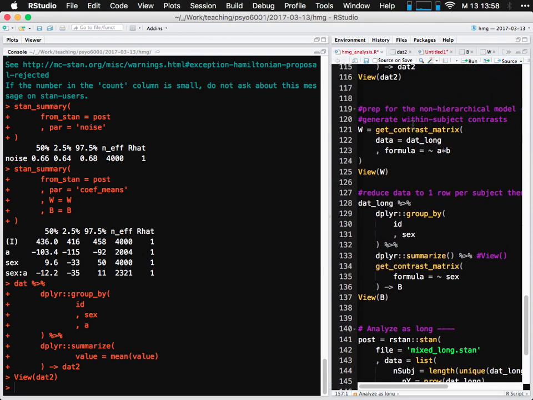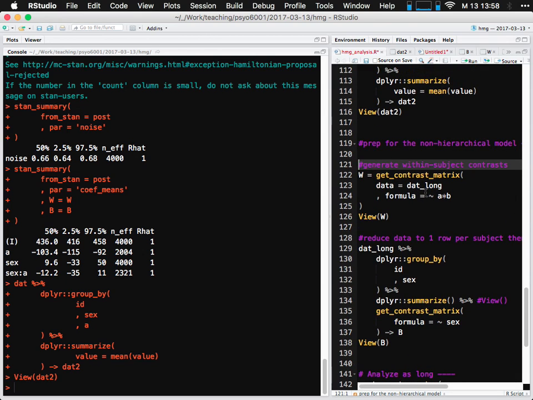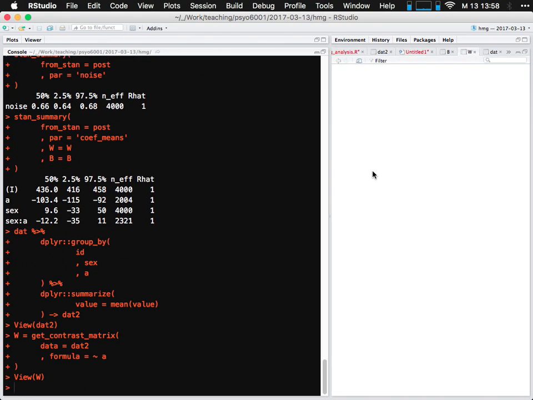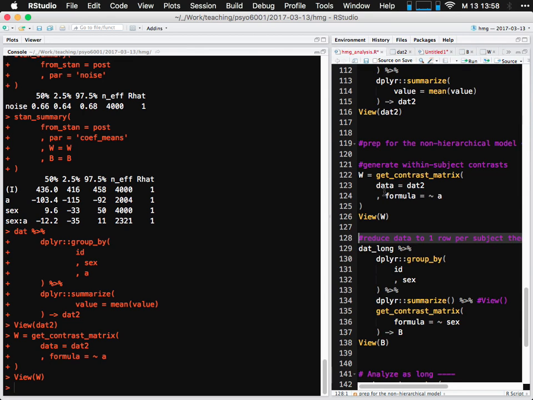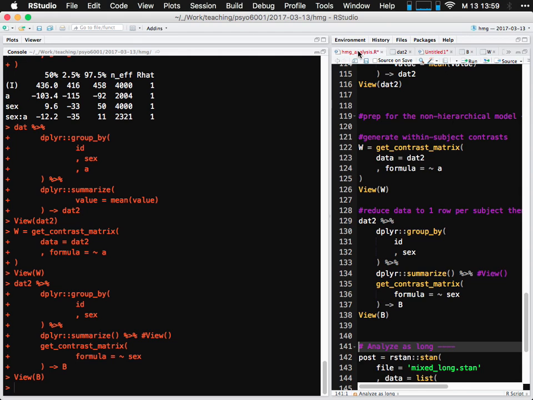Okay, so I just pasted from the code we had from before when we did the repeated measures with some between effects design. So it's not called dat long, it's called dat2. So we've got a new thing W now. It's labeling the within subject contrasts. Maybe could have called it W2. But so dat2 ID sex. That is good. Again, labeling each person, what sex they come from.